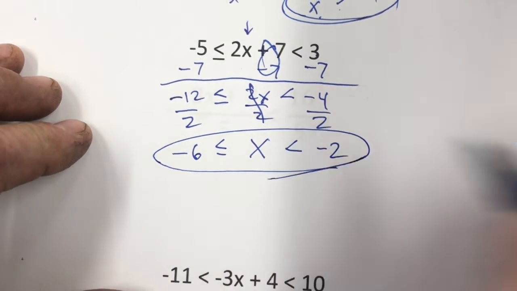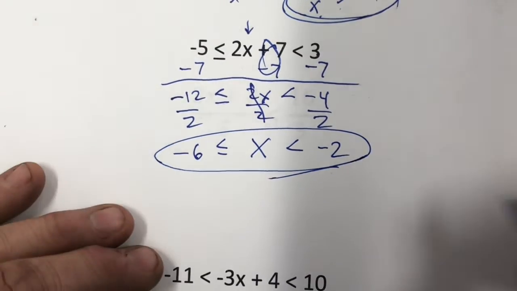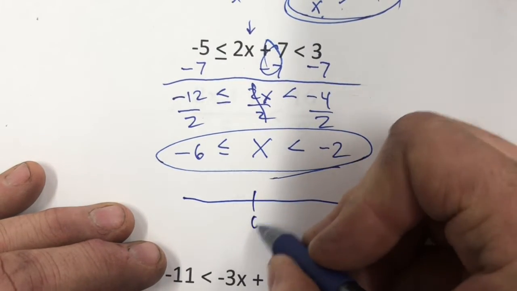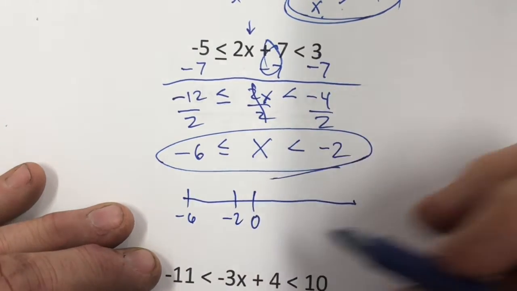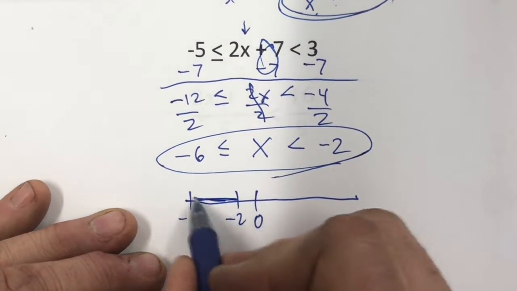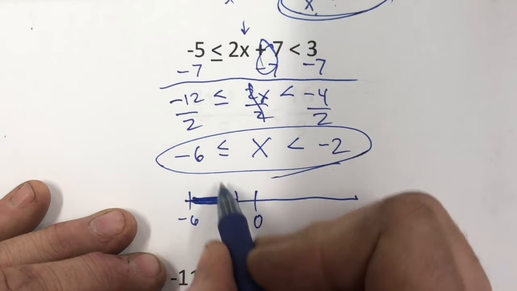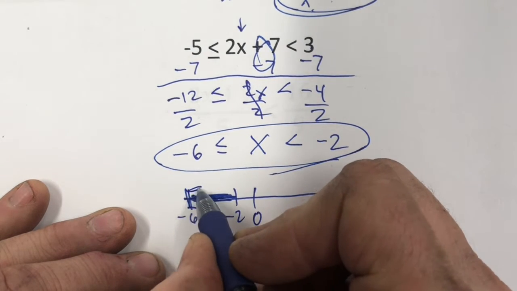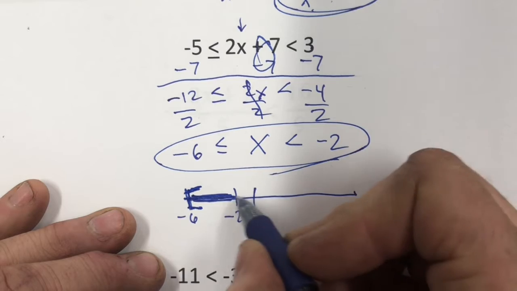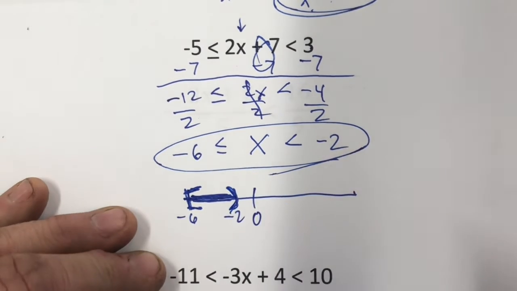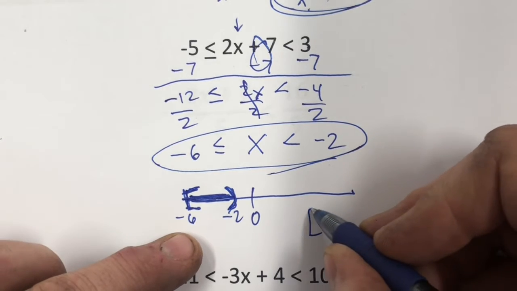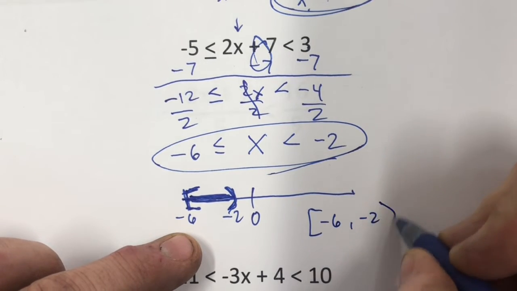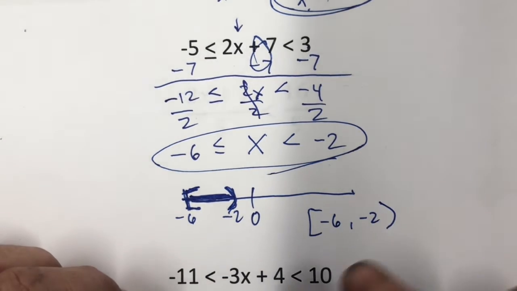And there's my finished product for the inequality, which means on the number line, here's -6, here's -2, and it's between those two. It includes the -6, so I'm going to have to put the bracket over here, but on this one, I just put the parentheses. So there's my graph. And the inequality would look the same way. You've got the bracket on the -6, and you've got the parentheses on the -2. That's my interval notation.